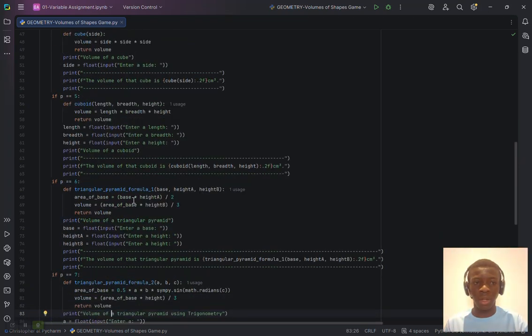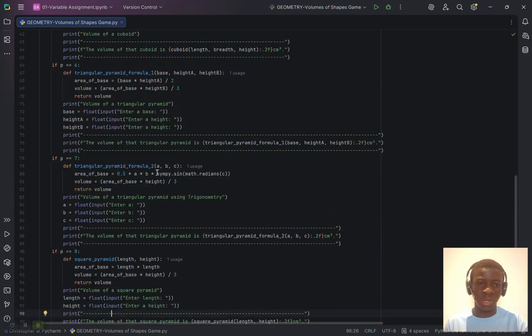Then triangular pyramid, formula 1: base times height over 2 over 3, also known as base times height divided by 6 if you're doing it with the same thing, but unfortunately it's not the same. So that's base times height a times height b. So base times height a divided by 2 times height b over 3, which gives you that. Therefore, a times b times sine c. We've discussed this, so I'll talk about this in my trigonometry video soon. A times b times sine c over 3 gives you the volume.